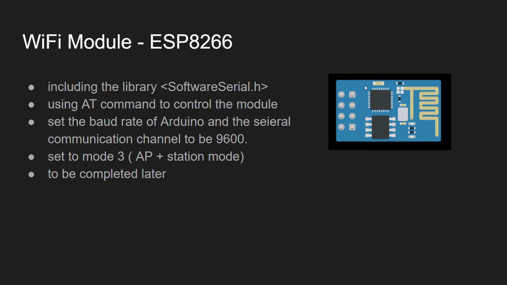At the beginning, we will set the baud rate of the Arduino and the serial communication channel to be 9600, and we will set this Wi-Fi module into mode 3, which includes both access point and station mode. And we haven't finished the configuration of the Wi-Fi module, so it will be completed later.